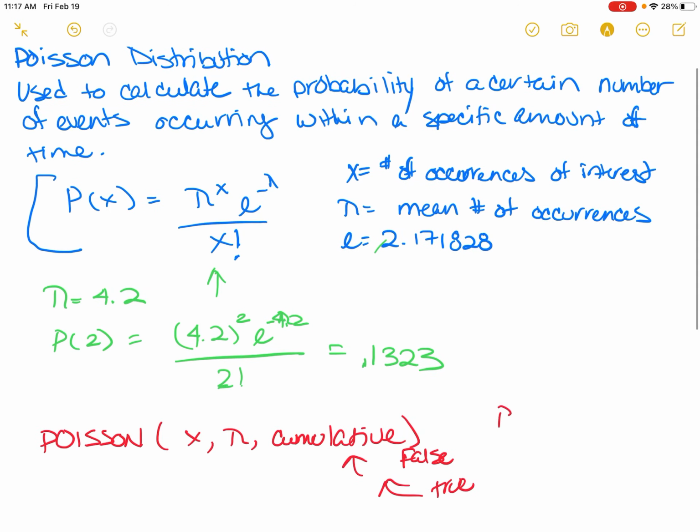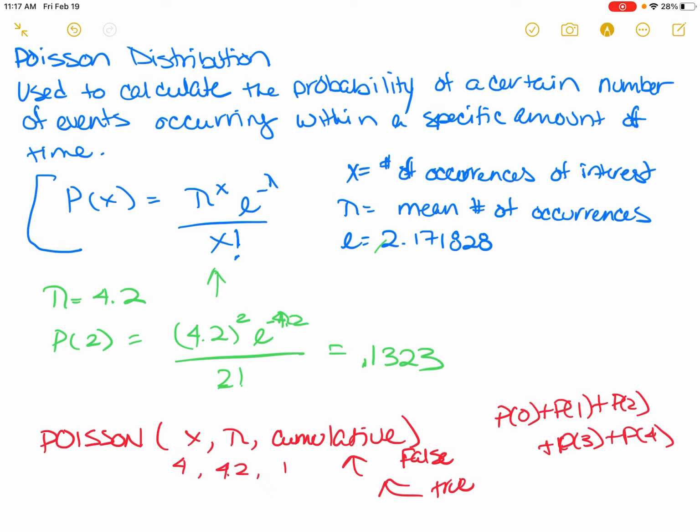less than 4 or fewer balls, I'd be asking you for the probability of 0 plus the probability of 1 plus the probability of 2 plus the probability of 3 plus the probability of 4, and you would be using cumulative. So if you did this particular situation, you would have 4, 4.2, and true, because that's cumulative up to 4 balls.